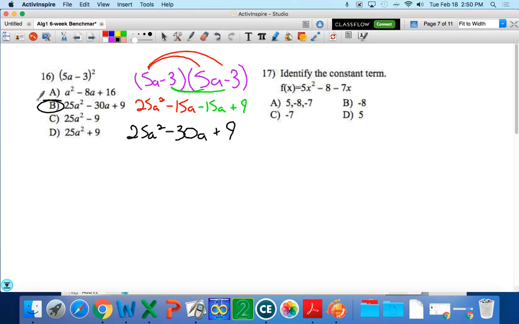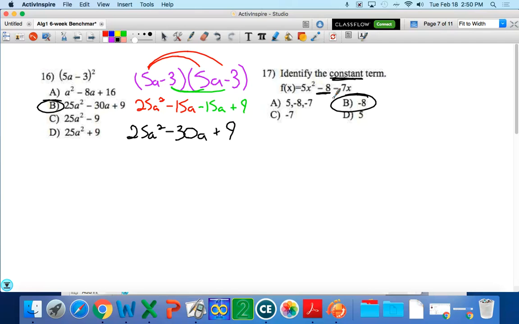Finally, number 17 is just a vocab problem. It says identify the constant term. Constant versus variable. Variable means changing. That's why we always use letters for them, because this x, a variable, could represent any number. Constant means something unchanging, stays the same all the time, a basic normal number. My constant term is just the plain negative 8.